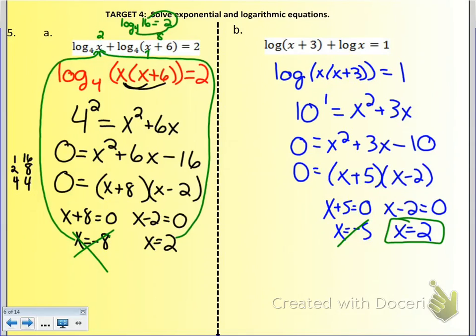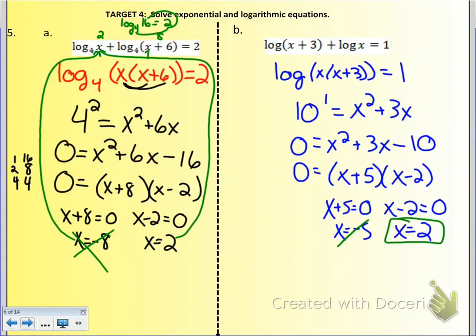We're going to rewrite it into exponential form. So 10 to the first power equals, and I distributed out the x already, so x squared plus 3x. We get everything to one side, so 0 equals x squared plus 3x minus 10. It's our old fun friend factoring. And we're going to factor that out. What numbers multiply to be negative 10 and add to be positive 3? That's right, a positive 5 and a negative 2. So we put x plus 5 equal to 0 and x minus 2 equals 0. Solve both of those, so we end up with negative 5 and positive 2.